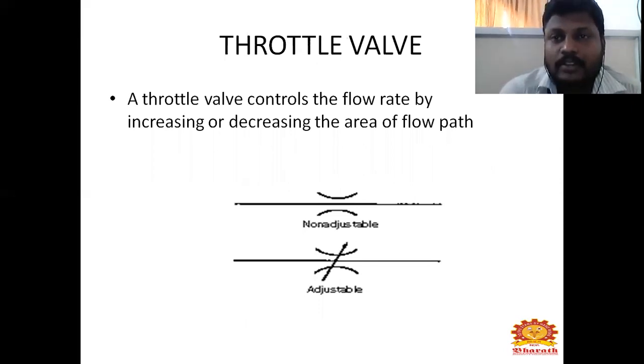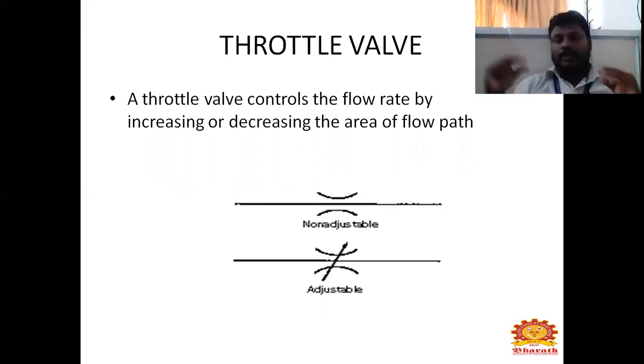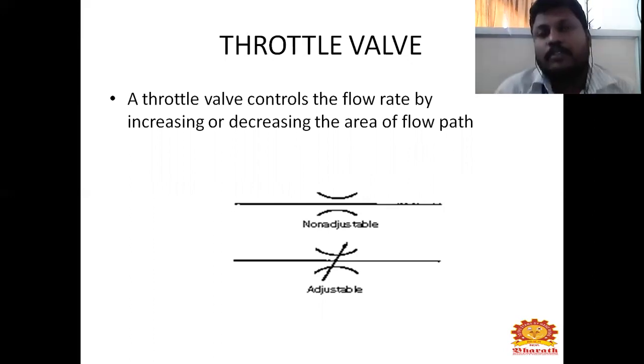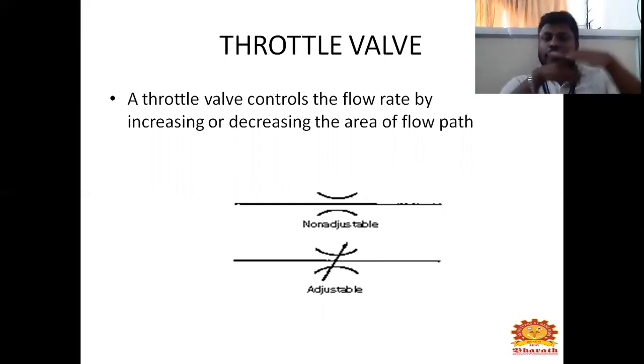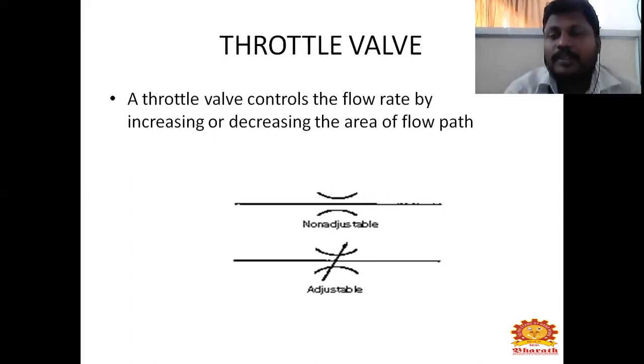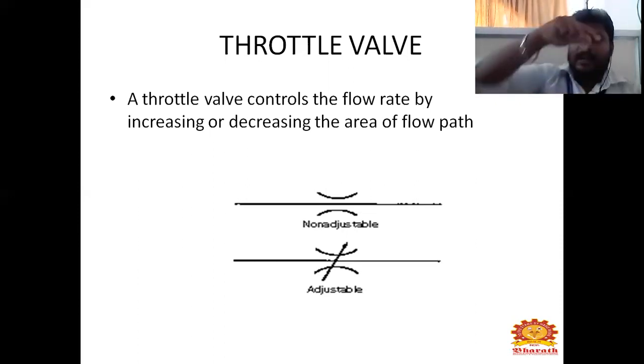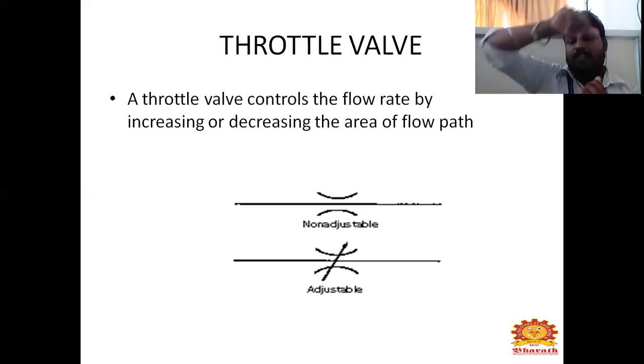Throttle valve. What is a throttle valve? It is like a tap, where the throttle valve controls the flow rate by increasing or decreasing the area of the flow path. If you are using a plastic pipe and you press it, you will be resisting the flow. This flow resistance is used for controlling the flow. If it has an arrow symbol, that means it is adjustable. Like a knob, you can adjust the flow also.